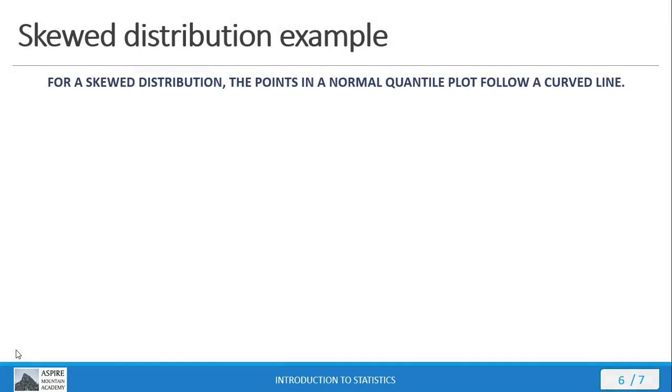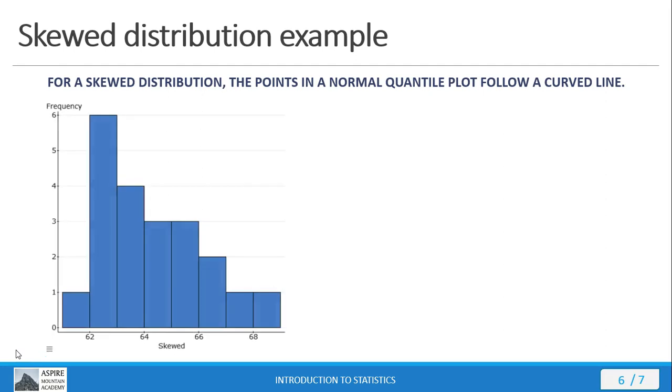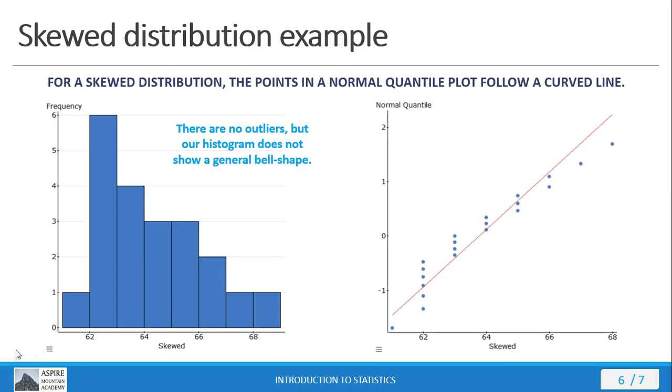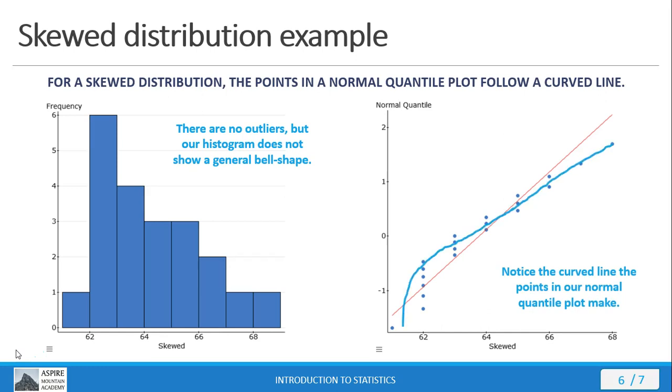If our distribution is skewed, then our normal quantile plot will follow a curved line. Here's an example of a histogram where we're looking at some skewed data. Notice that there are no outliers, but we don't have that general bell shape because of the skewness in the data. If we make our QQ plot from these data, here's what it looks like. Notice that we've got a curved line. If you trace the general trend of the points, it's not a straight line, but it's like you had a straight line and then somebody put a bend into it. This curved line indicates that we've got a skewed distribution in our data set.